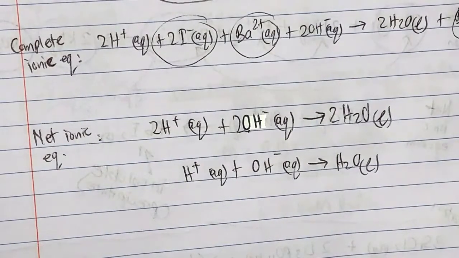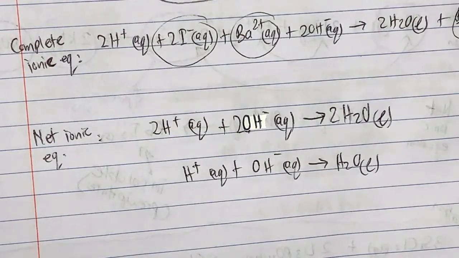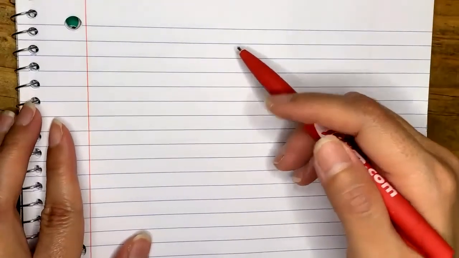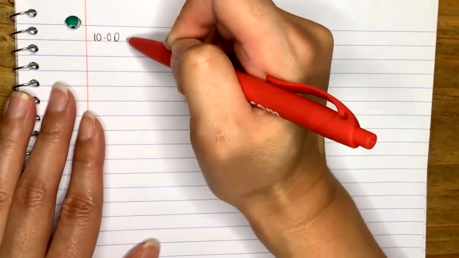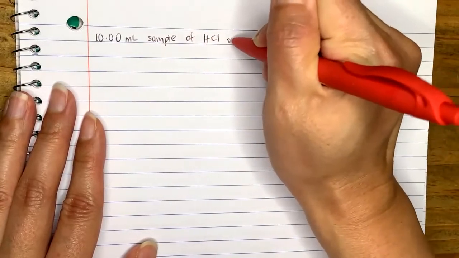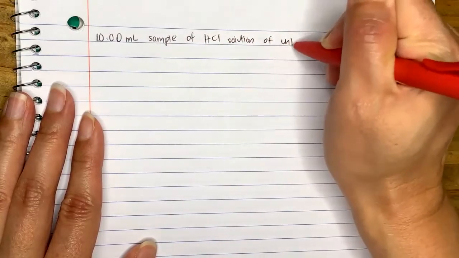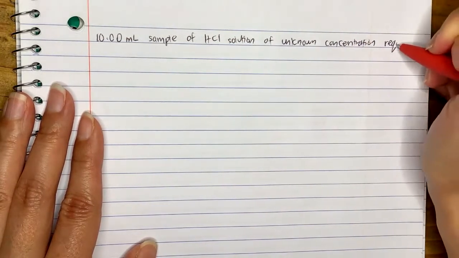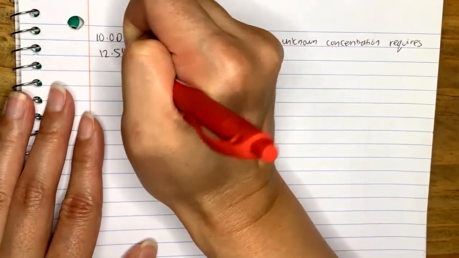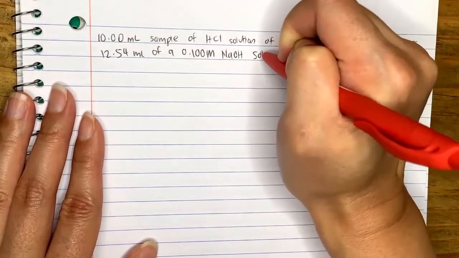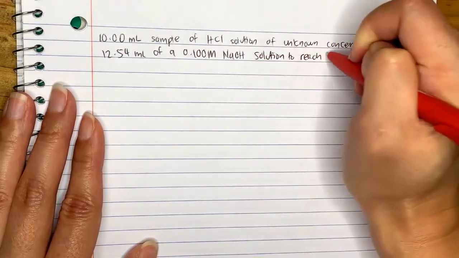So let's see. I will write the question out for you. A 10.00 mL sample of HCl solution of unknown concentration requires 12.54 milliliters of a 0.100 molarity NaOH solution to reach the equivalence point.